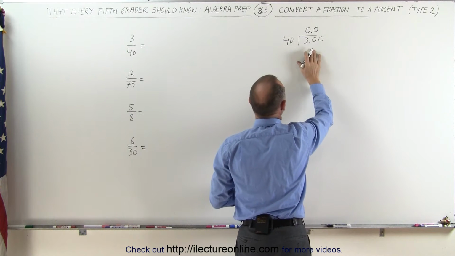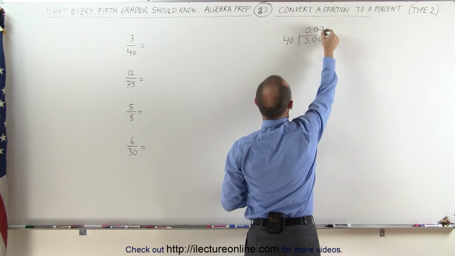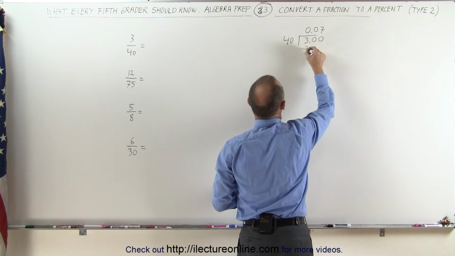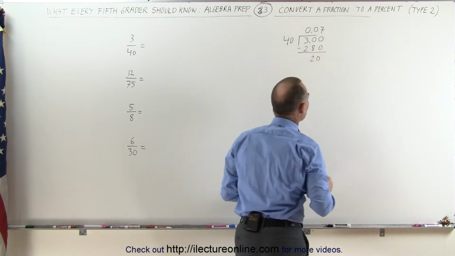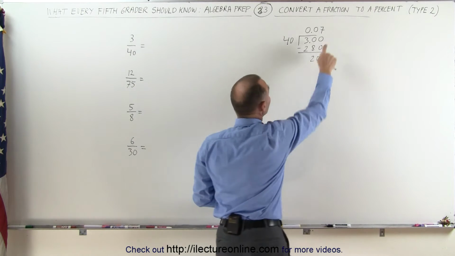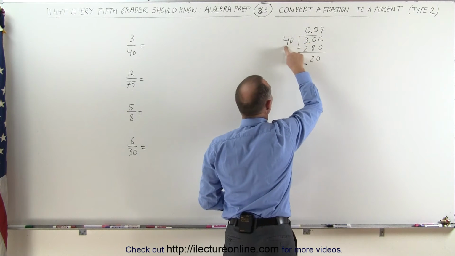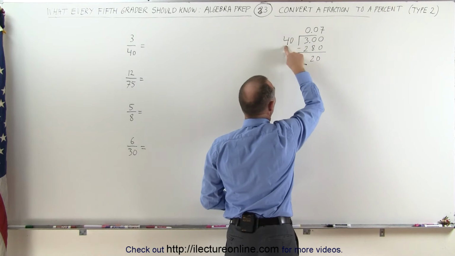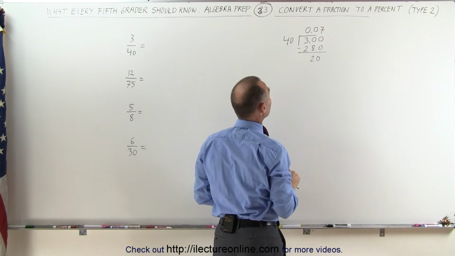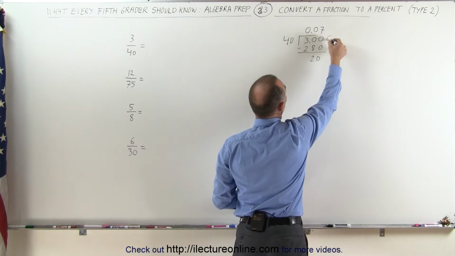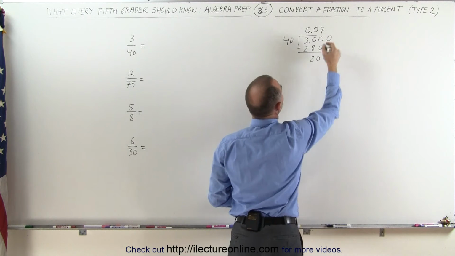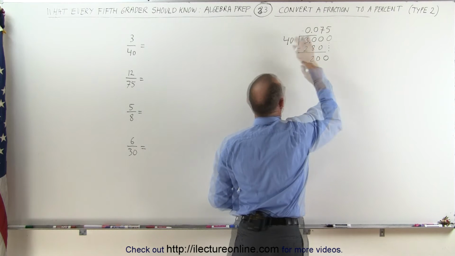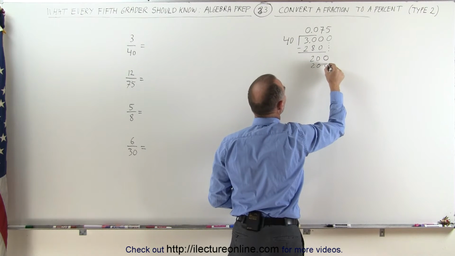Now, 40 goes into 300 7 times. 7 times 40 is 280. Subtract that from 300, we get 20. How did we do that? Well, 7 times 40 is like 7 times 4 and add a 0. 7 times 4 is 28, add a 0, you get 280. Now we add another 0, we must carry that 0 down here. 40 goes into 200 exactly 5 times, because 5 times 40 is 200.